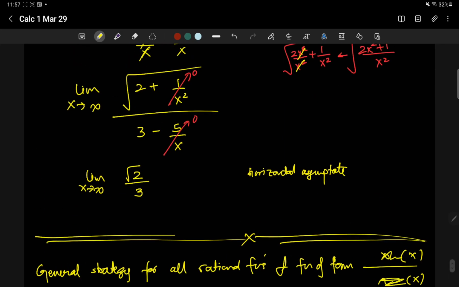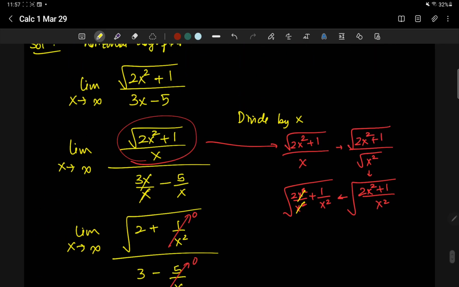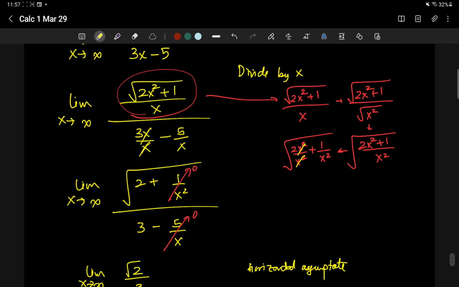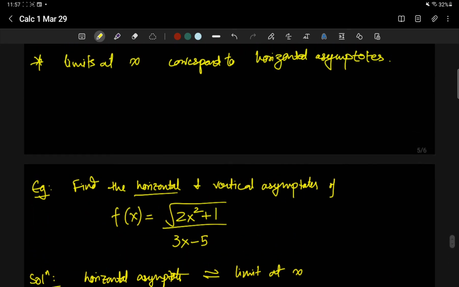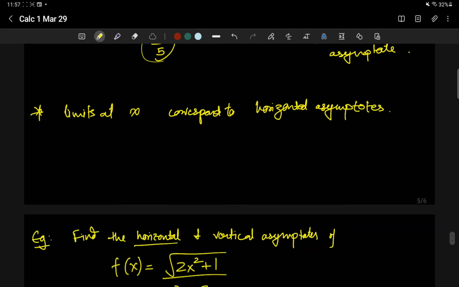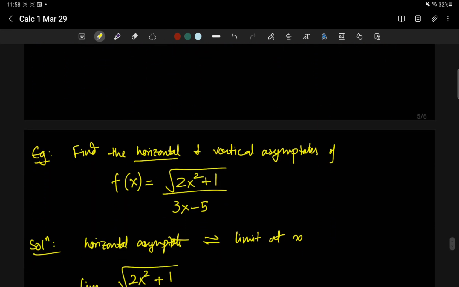For example, the last example we did is not really a rational function because the numerator is not a polynomial. But the idea is that if you have a fraction of things and those things have powers of x, you should always divide by the highest power of x in order to get terms which are of the form 1 over x to the r. And when you have those, their limits are 0.